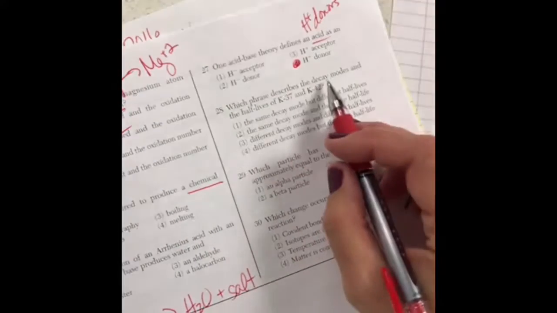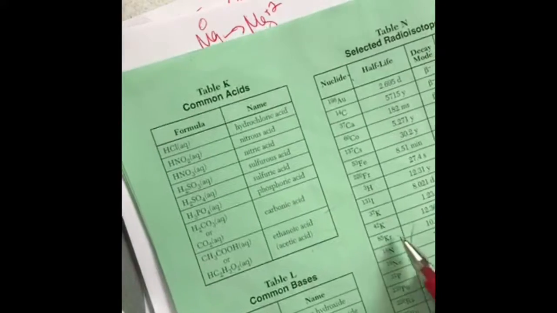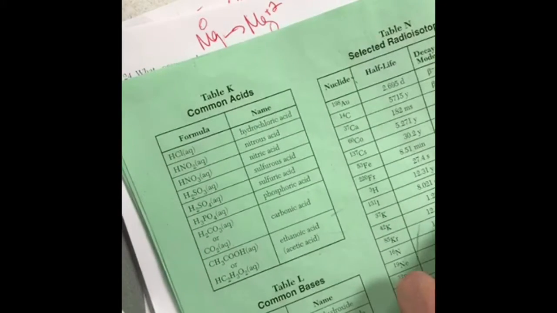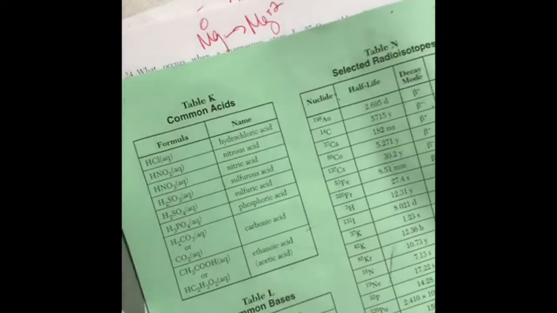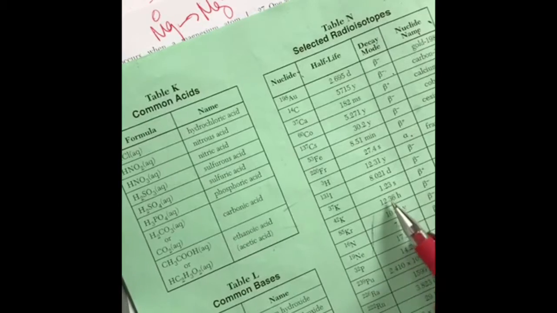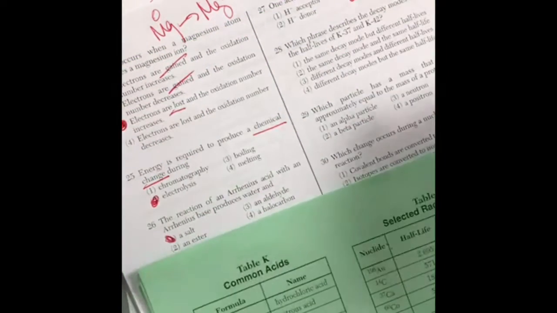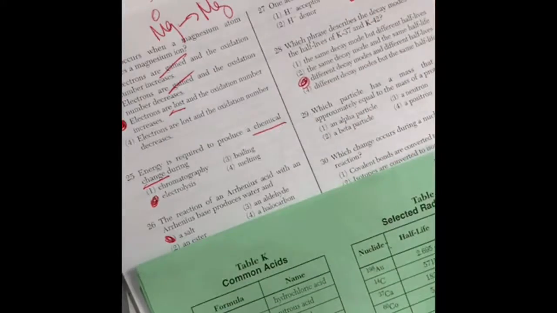Which phrase describes the decay modes and half-lives of K37 and K42? So I got to go to Table N and find these radioisotopes. K37 does positron, and it takes 1.23 seconds for half of it to decay. And K42 does beta, and it takes 12.5 hours. So they had different decay modes and different half-lives.